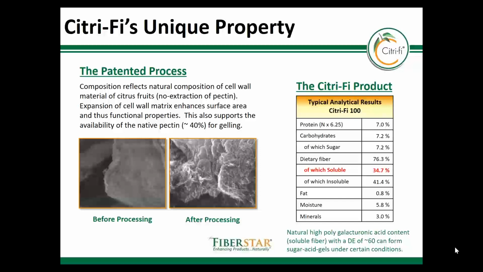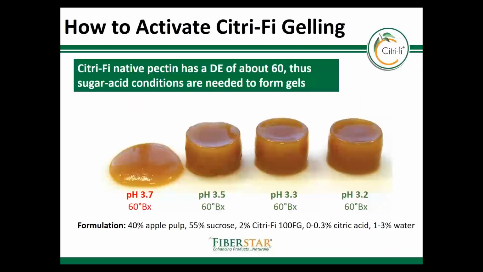In the next slides, I will show you more details on under which conditions you can benefit from the gelling properties of the native pectin. On this picture, you can see 2% Citri Fi at 60 Brix in a test system using apple pulp. The intrinsic pectin can form gels. The principle is the same as for extracted HM pectin. The gelation only occurs when you add enough acid to lower the pH below 3.5.